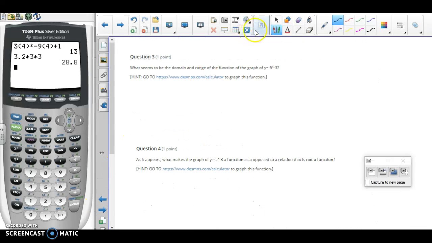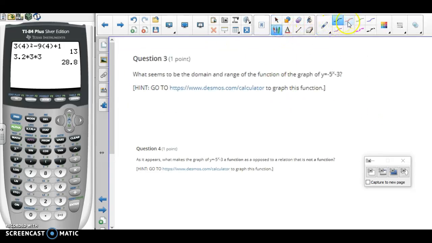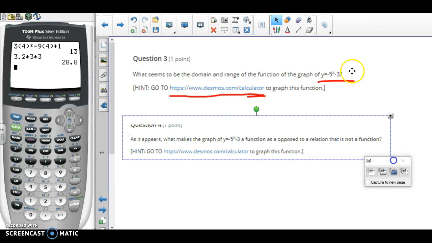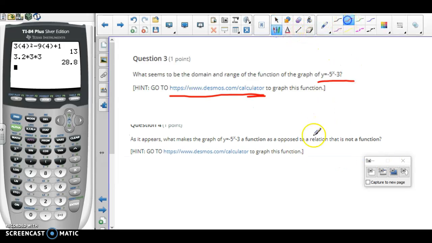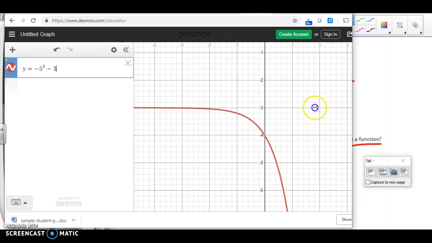All right, moving on, we have the domain and range of this function. I gave you the equation and said to use the Desmos calculator to graph the function. We're going to be looking again at the graph for question number 4, because we're going to look at why this is a function as opposed to not a function. What makes it a function? So let's go to our Desmos calculator, and I already have this up. And here it is. And I graphed it.